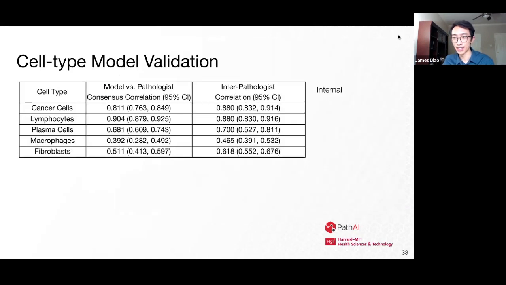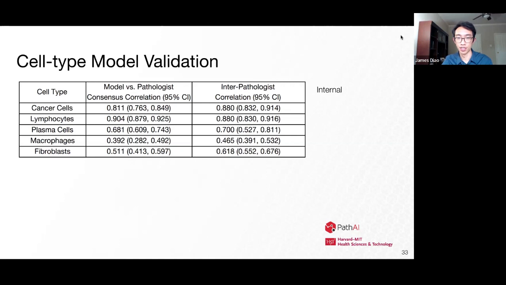Okay, so finally getting to that question that was asked earlier about comparison to interpathologist correlation. So this is internal, just using validation data. And so what you see is that we generally tend to be around or within batting distance of interpathologist correlation, which we generally consider to be the best that a model trained on those annotations can do.